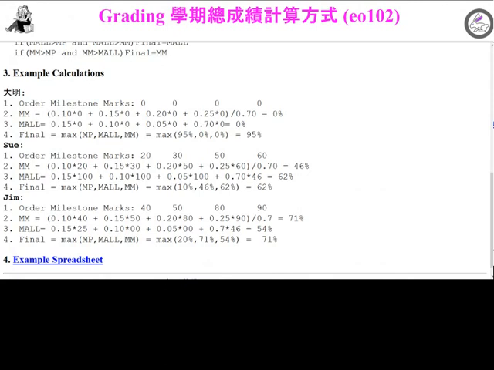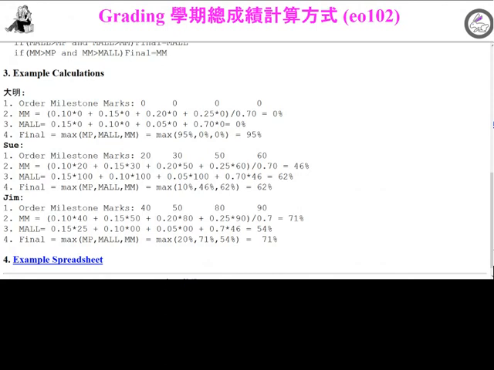Now for Susan, she's more complicated. Our first step is we order the milestone marks from smallest to largest: 20, 30, 50, 60. We then calculate MM by multiplying the lowest mark by 0.1, the next one by 0.15, 0.2, 0.25, and then dividing by 0.7. So we get a mark of 46 out of 100.